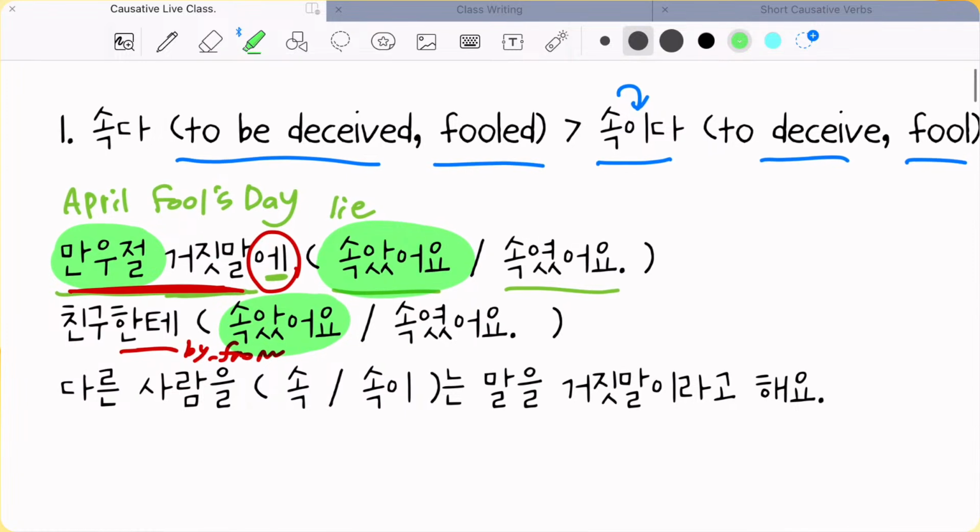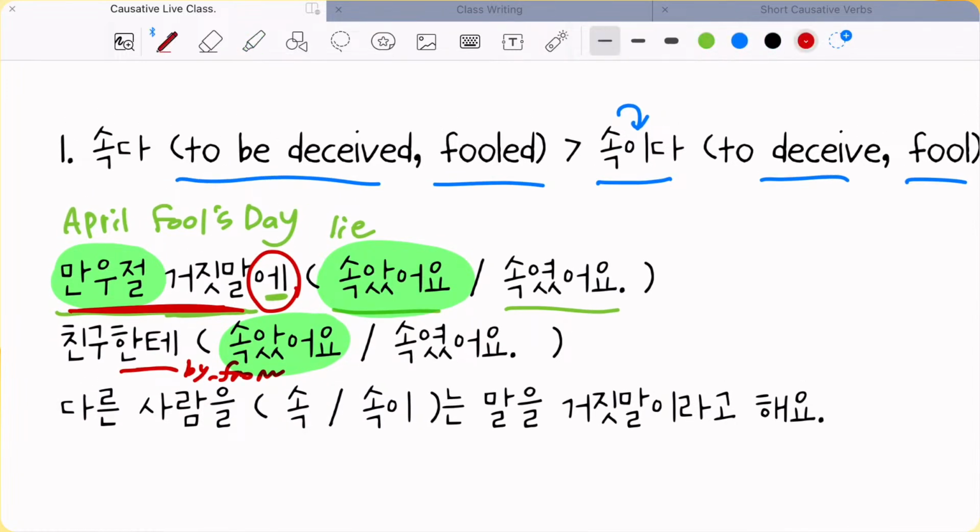그리고 let's look at the next one, guys. Let's look at the next one. 일단은 before I even give you guys any explanation, could you guys try finding the correct one in this blank, guys? 이 빈칸에 알맞은 단어는 뭘까요? What would be the correct verb to use in this sentence? 다른 사람을 속는 말 or 속이는 말을 거짓말이라고 해요. 그렇죠. 맞아요. 탈리아님이랑 일파님이랑 다 맞으셨어요. 속이는 말을 거짓말이라고 해요. 속이다.